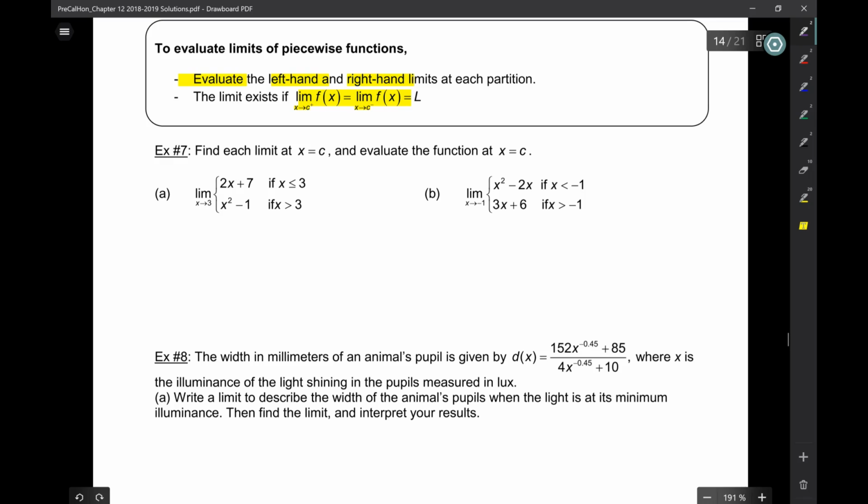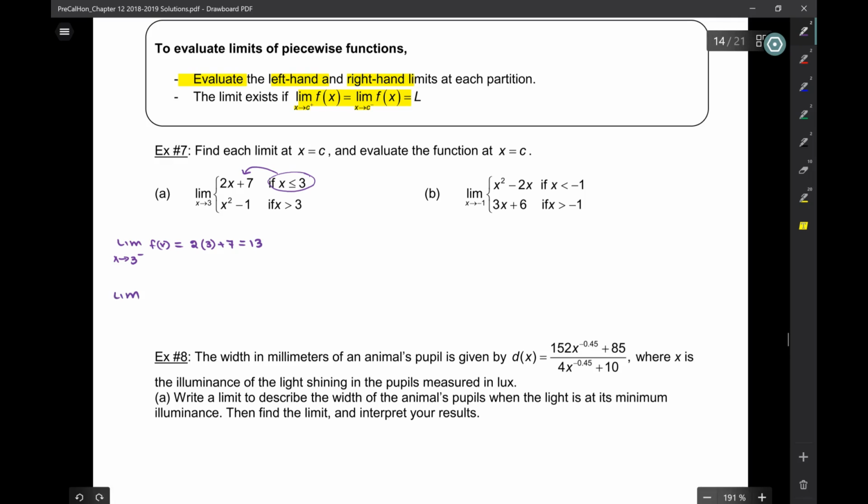So what we're going to do is say the limit as x approaches 3 from the negative side of f of x is equal to what? So now x equals 3 from the negative side. These are the numbers that are less than 3. So that's this realm, right? That means it's this function that I'm looking at. So that's going to be 2 times 3 plus 7, 13, because it's 3 from the negative side, so it's the numbers less than 3.